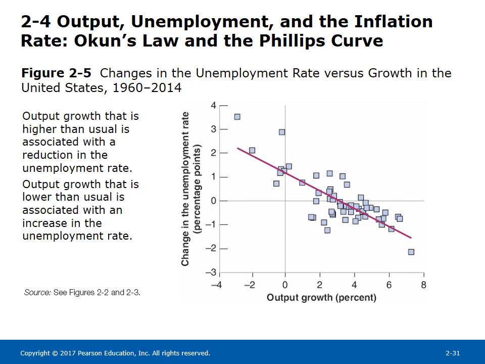Output, unemployment, and the inflation rate. The relationship between these three major economic indicators can be understood with the help of Okun's law and the Phillips curve. Figure 2-5 illustrates Okun's law. It shows the inverse relation between changes in the unemployment rate and output growth in the United States for the period 1960 to 2014. Output growth that is higher than usual is associated with a reduction in the unemployment rate. Output growth that is lower than usual is associated with an increase in the unemployment rate.